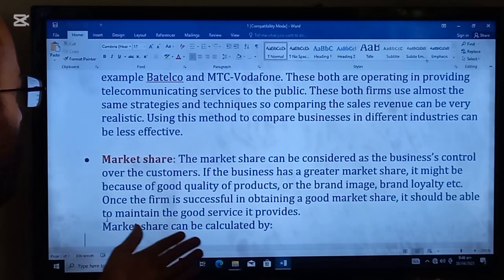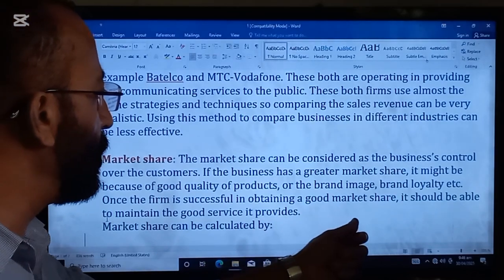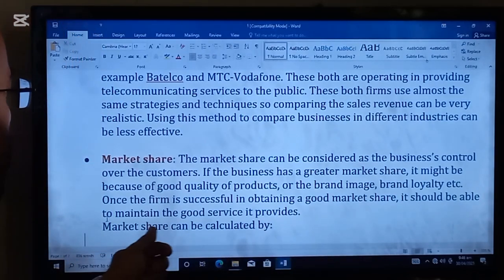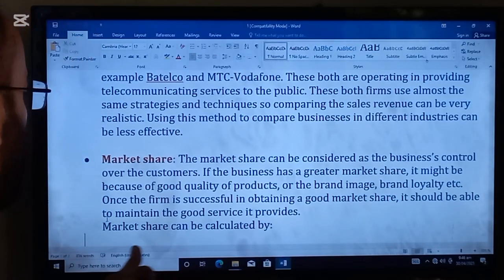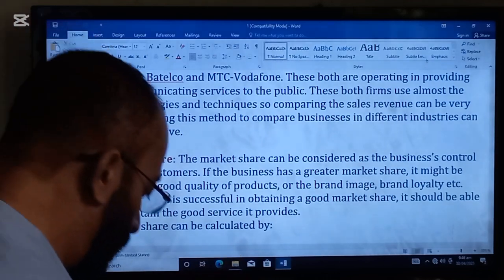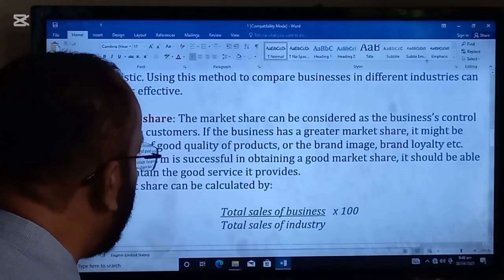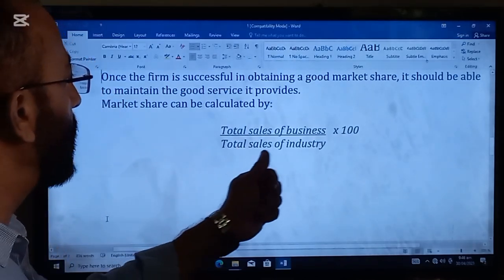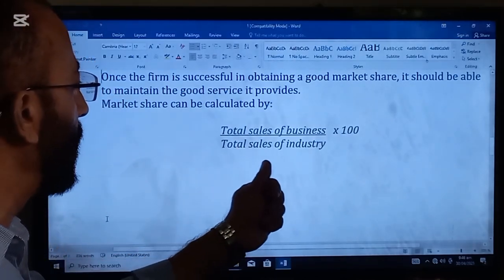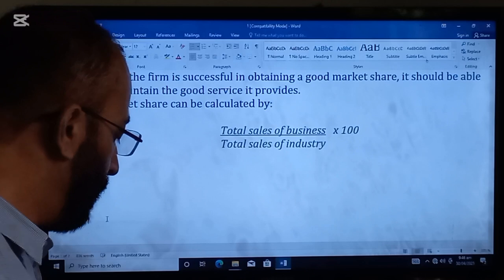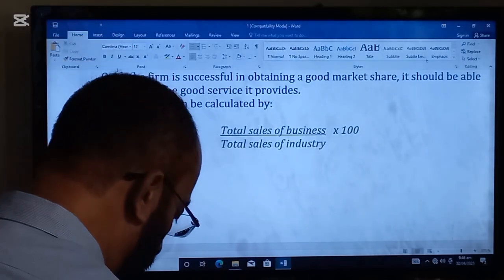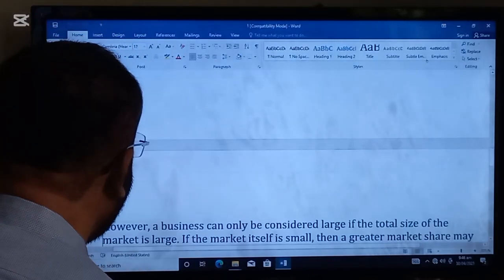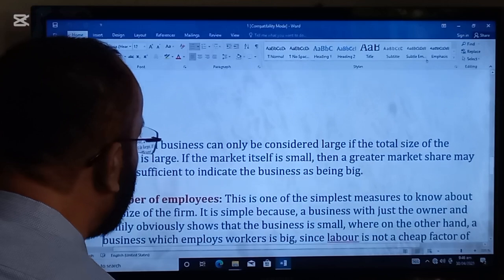Once the firm is successful in obtaining a good market share, it should be able to maintain the good service it provides. Market share can be calculated by this formula: total sales of the business over total sales of the industry, multiplied by 100%. So the bigger the market share of a company, the bigger the company, and vice versa.